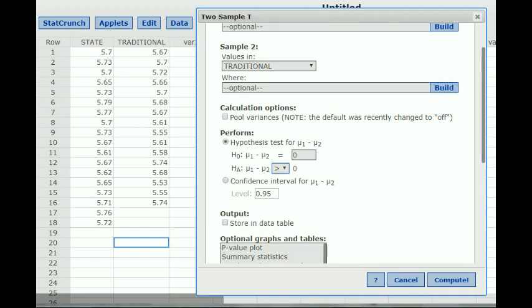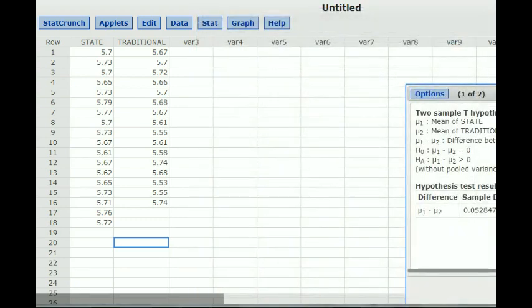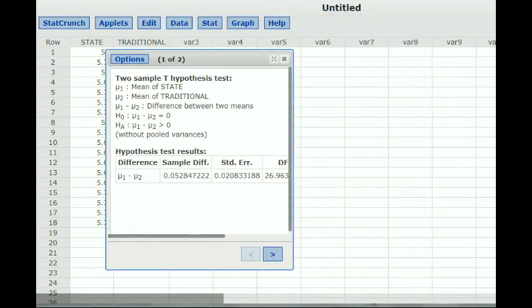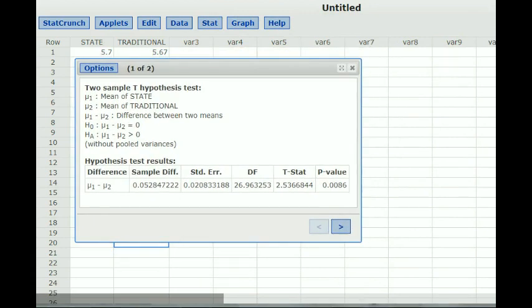If mu1 minus mu2 is greater than 0, that implies that mu1 is greater than mu2, which is what we were going for because we would have a positive value there. So here's our hypothesis test. Let's go ahead and do a p-value plot and compute it. And so there is our information. We have a p-value of 0.0086. We have our t-stat of 2.54 approximately.